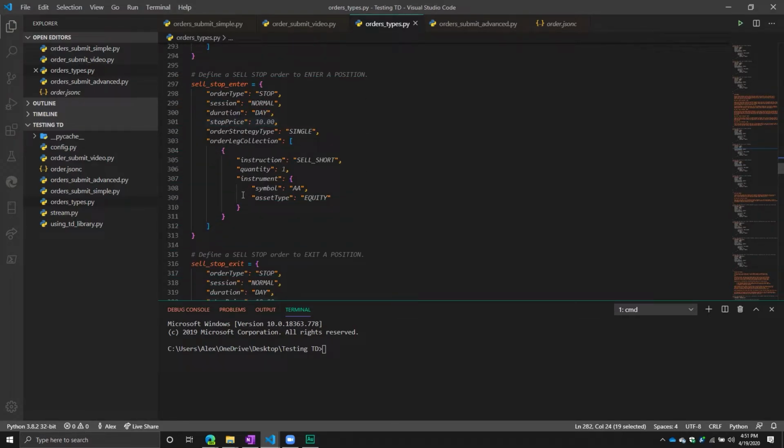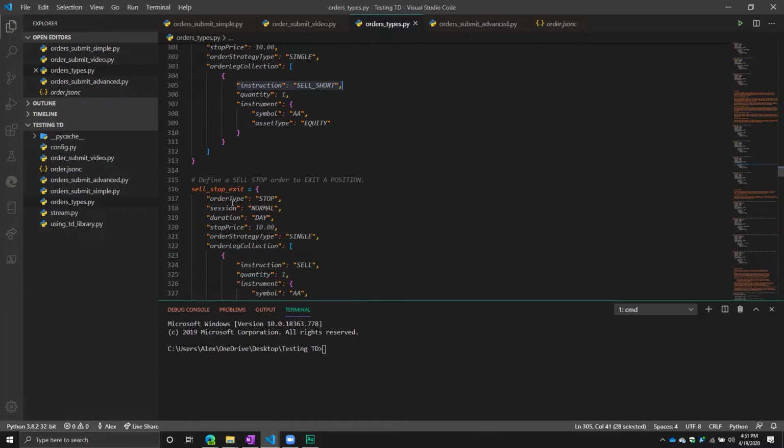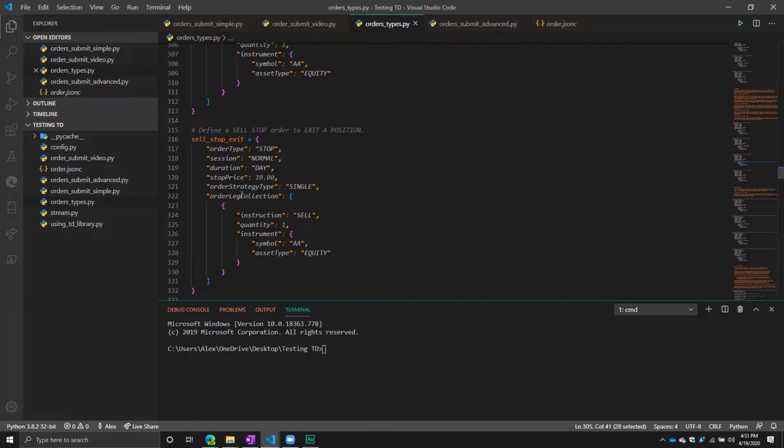We can also use a sell stop to enter a position. So maybe this is just a stock that's on a horrible downtrend. Well, let's short the baby. Now here, it's still a stop order and we still are maintaining our stop price. However, your instruction has now changed to a sell short. Yes, sell short.